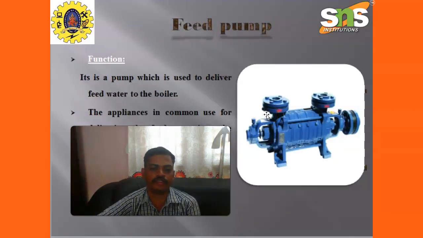Next one is the feed pump. This is one of the important devices in the boiler. The function of a feed pump is to deliver the feed water into the boiler. The application is general use for delivering the feed water into the steam boiler. The types are the reciprocating pump and rotary pump.